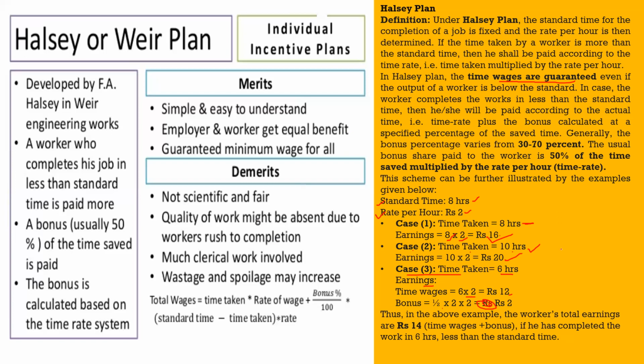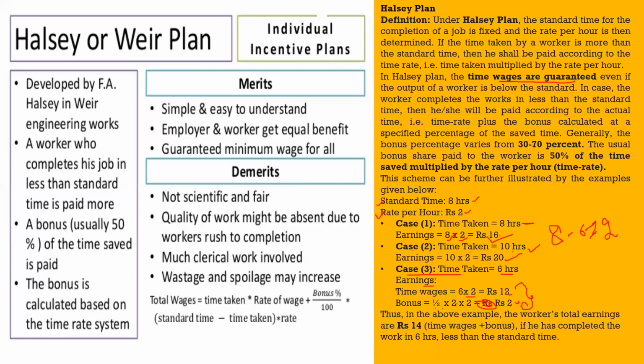Okay, he has worked less than 8 hours, right? 8 minus 6 is equal to 2 hours, and half of the 2 hours should be paid. Half of the 2 hours into 2 rupees is equal to 2 rupees, which should be paid as a bonus. Okay, a total of 14 rupees will be paid to the worker.